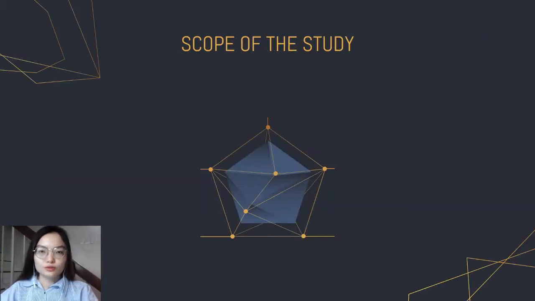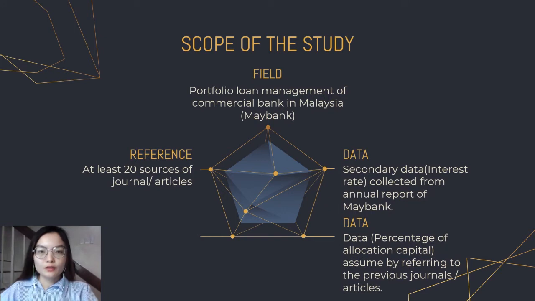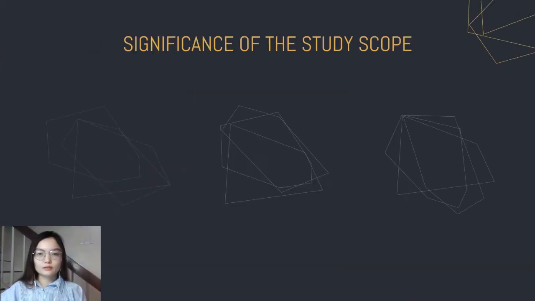Next, for the scope of the study, we investigate one of the portfolio loan managements of commercial banks in Malaysia, which is Maybank, and we use at least 20 sources of journals and articles as our reference. Besides, we have taken the secondary data, such as the interest rate of the bank, from the annual report. Lastly, we also make some assumptions by referring to previous journals and articles.